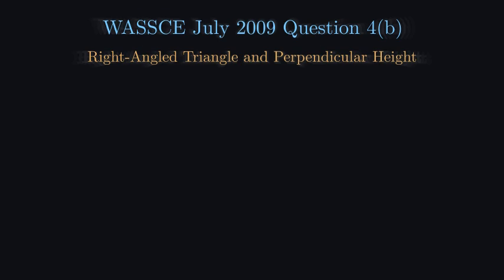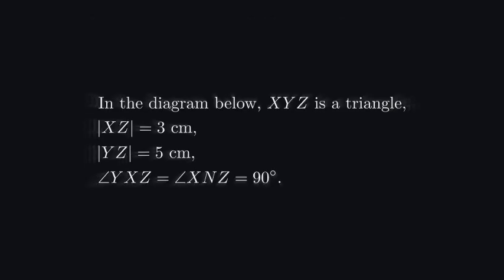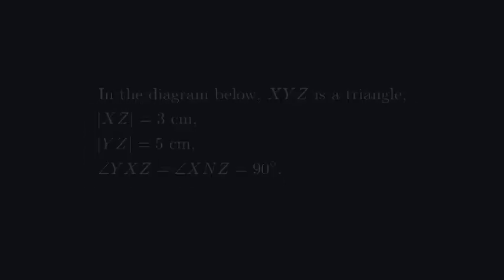Today, we are solving WASSCE July 2009 question 4b. This is a geometry and trigonometry question involving a right-angled triangle and a perpendicular height. In the diagram, XYZ is a triangle. We are given that XZ equals 3 centimeters, YZ equals 5 centimeters, and both angle YXZ and angle XNZ are right angles. We are asked to find the length XN.